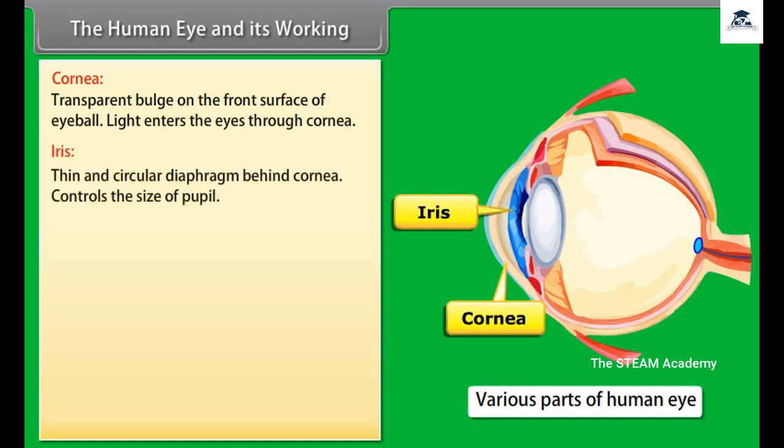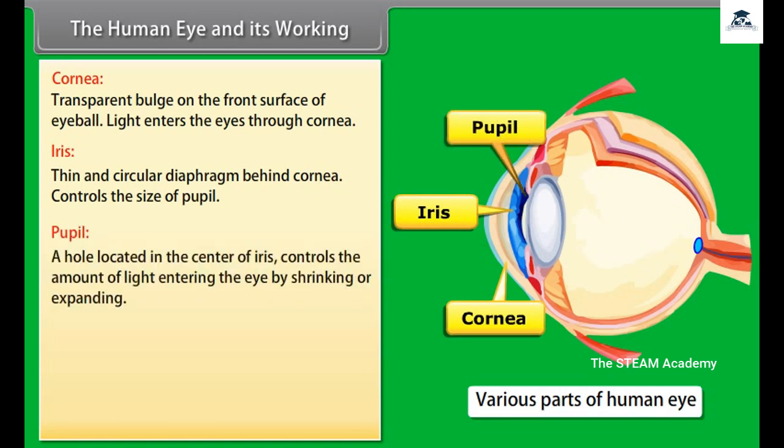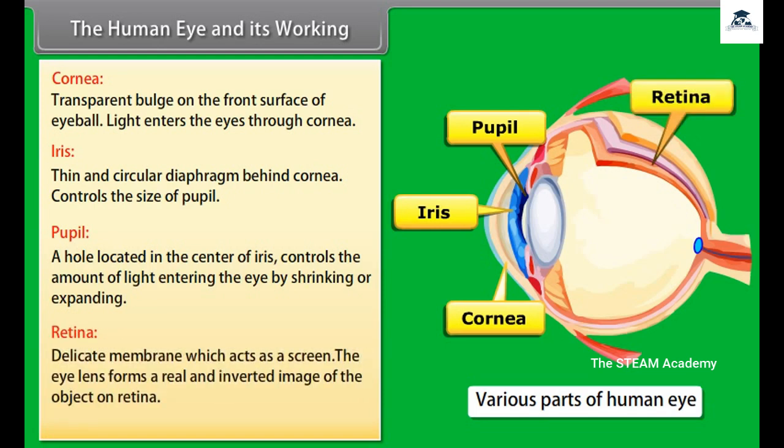Iris. It is a thin and circular diaphragm behind cornea which controls the size of the pupil. Pupil. It is a hole in the center of iris that appears black and controls the amount of light entering the eyes by shrinking or expanding. Retina. It is a delicate membrane which acts as a screen. The eye lens forms a real and inverted image of the object on retina.